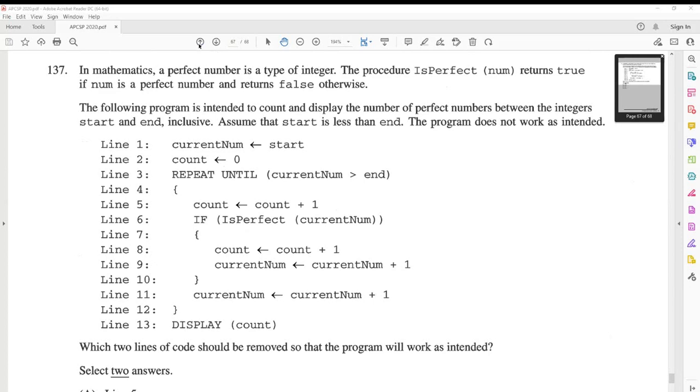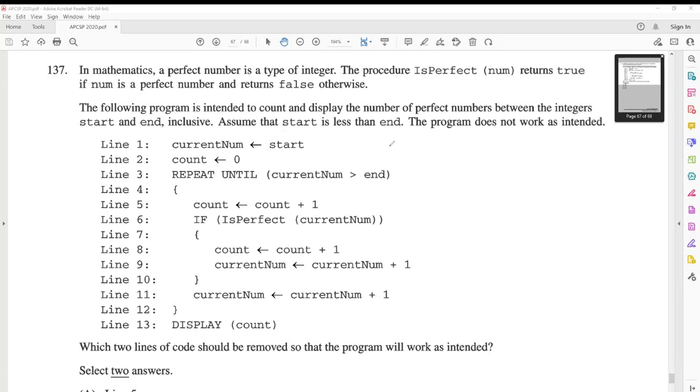137. In mathematics, a perfect number is a type of integer. This one is checking if a number is a perfect number or not. The program is intended to count and display the number of perfect numbers between integers start and end. The program does not work as intended, so you need to debug.